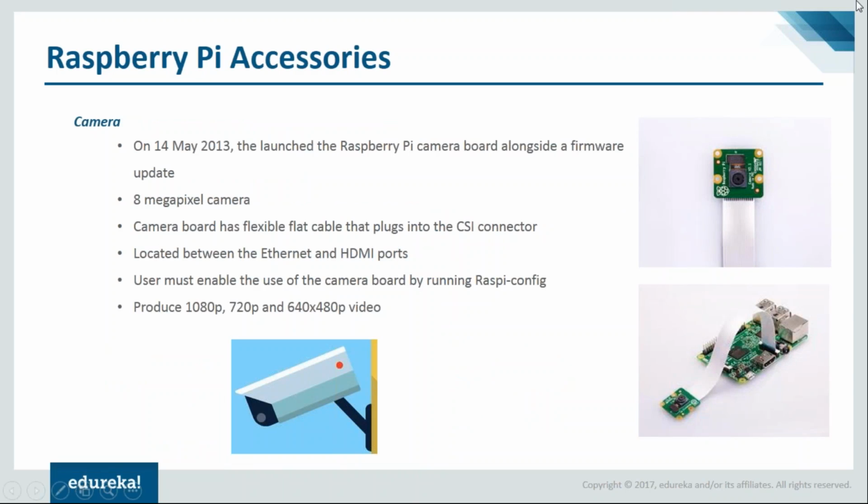Now, another additional component that most people use with Raspberry Pi is the camera. In 2013 itself, one year after the Raspberry Pi 1 was launched, the Raspberry Pi camera was introduced along with a firmware update. Now, the Raspberry Pi camera is basically an 8 megapixel camera and can directly be connected to the CSI port present on the Raspberry Pi itself. It's also very interesting and can record up to 1080p videos as well.